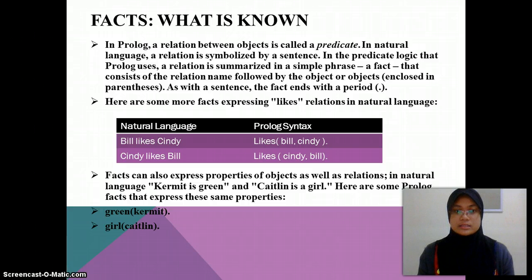Facts can also express properties of objects as well as relations. In natural language, Kermit is green and Caitlin is a girl. Here are some Prolog facts that express those properties. The examples are green(Kermit) and girl(Caitlin).